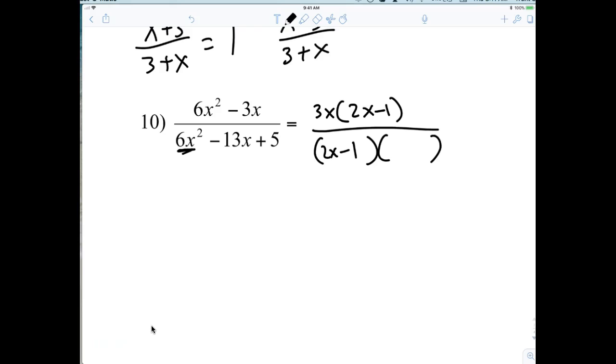6x squared, right? So then this has to be 3x. I need a positive 5. Well, I have a negative 1. So it has to be a negative 5. Now we're going to double check. Negative 3 and negative 10 makes what?